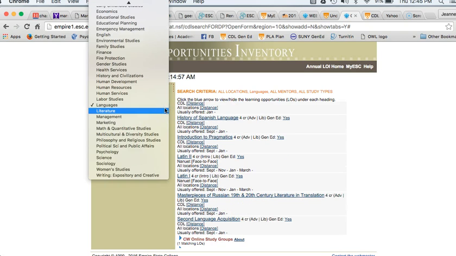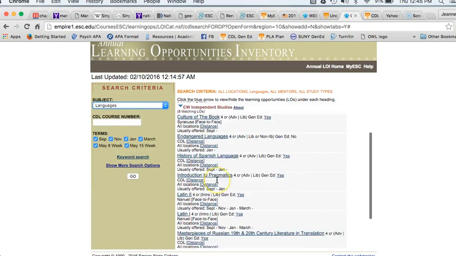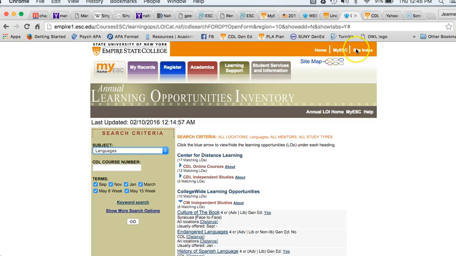And math too, you'll find with math and science, sometimes there's less frightening choices on the LOI that you can choose as an independent study. So that is general education.